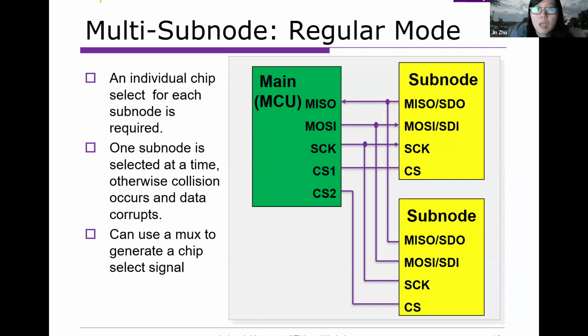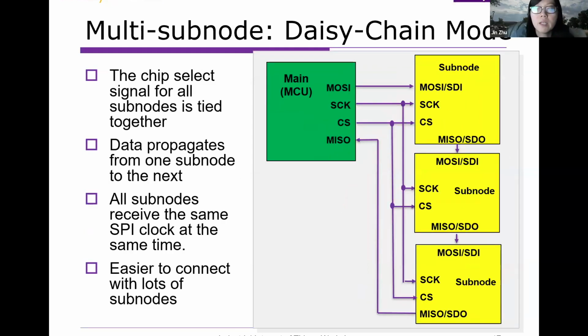So that's the regular mode. You could also work with the other way we see over here, which is the daisy chain mode. Looking at this daisy chain mode, the chip select signal over here, the CS, is tied together, and the data is going to propagate from one subnode to the next subnode, and all the subnodes are going to receive the same SPI clock at the same time. It is easier to connect if I need lots of subnodes. So those are two different ways.